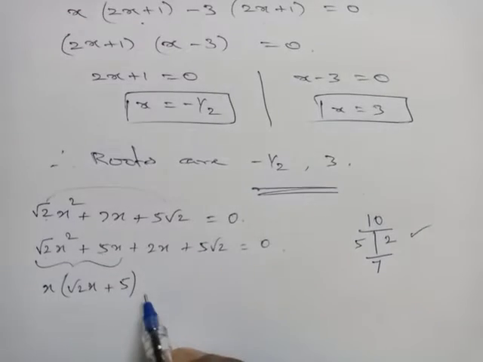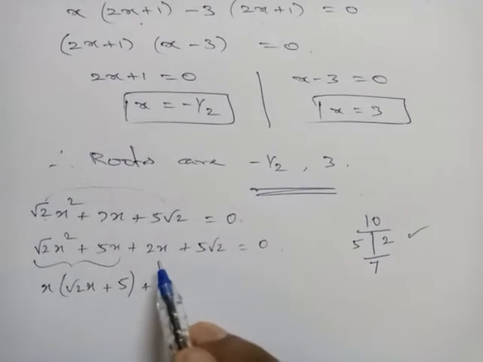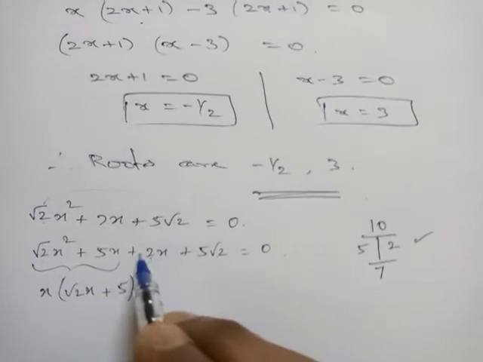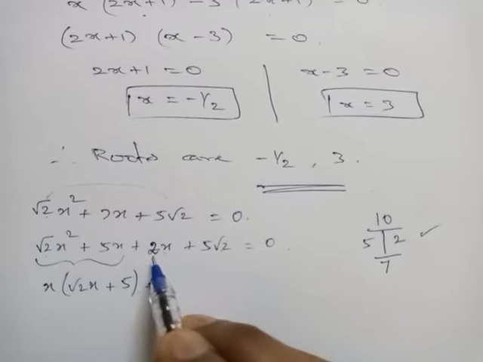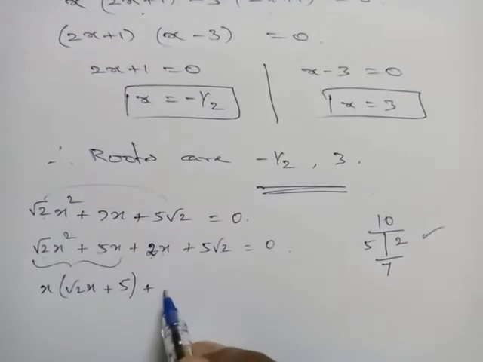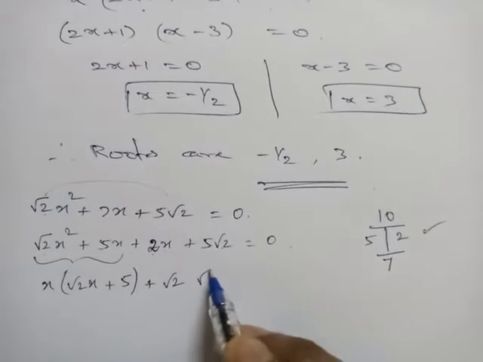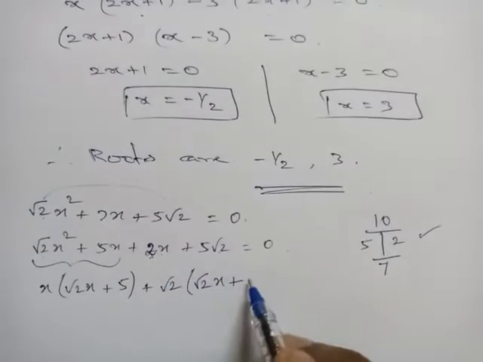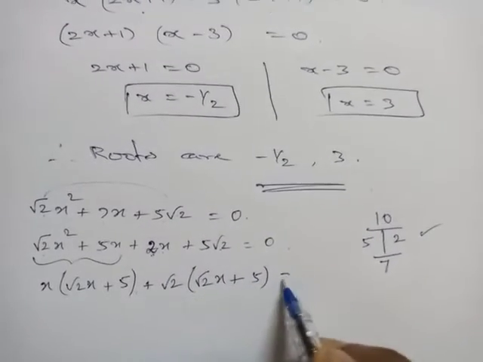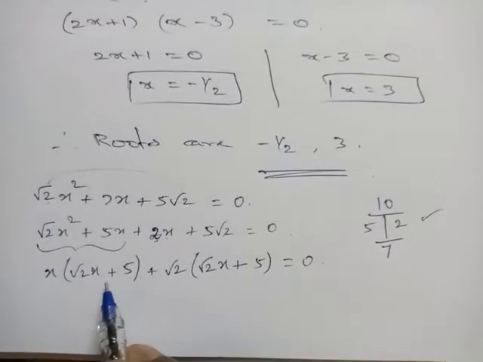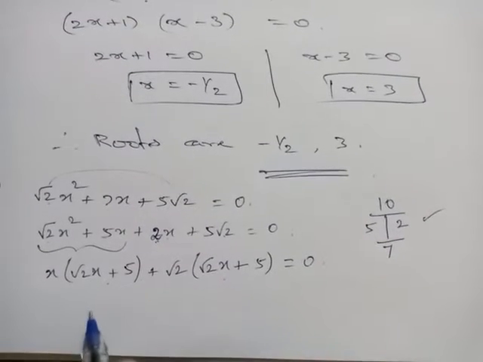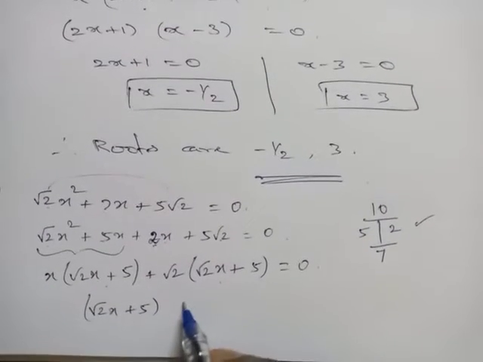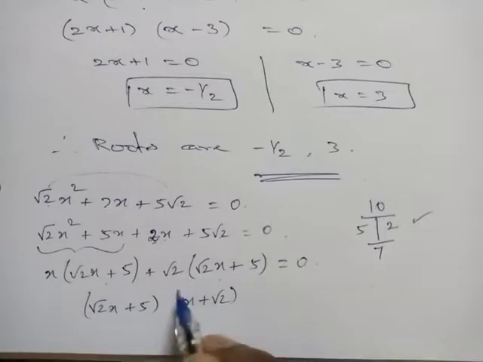From these two, what can we take out? See here, listen carefully. Here 2, here root 2. 2 means root 2 into root 2. 2 root 2s are there, so 1 root 2 we can take out. What will be the remaining? 1 more root 2 into x, plus this root 2 we are taking out, another 5 will be there, which is equal to 0. So here root 2x plus 5, here also root 2x plus 5. So that root 2x plus 5 we can take out. What is the remaining? x plus root 2 is equal to 0.